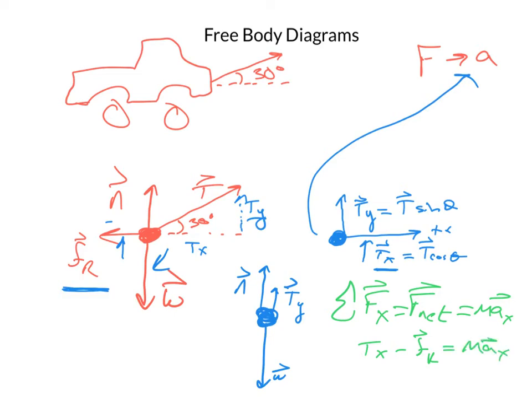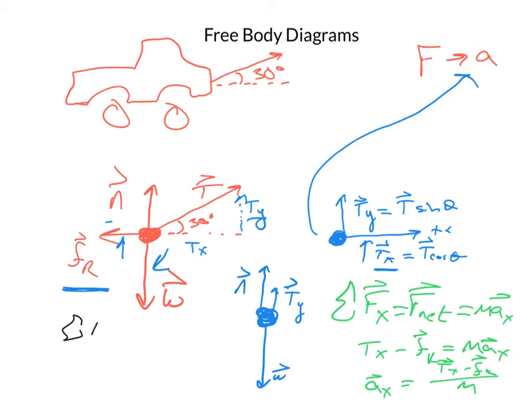So this is how, if I rearrange for acceleration in the x direction, it's the tension in the x direction minus the force of kinetic friction, all over the mass. This is how I can solve for acceleration in a system. Now, similarly, let's take a quick look at the y direction.